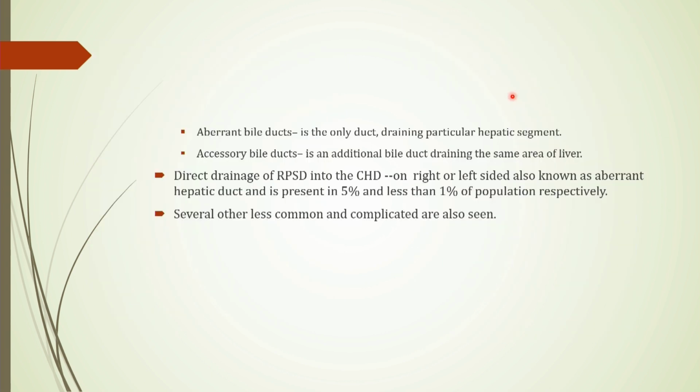Aberrant bile duct is the only duct which drains the particular hepatic segment, and the accessory bile duct is an additional bile duct draining the same area of the liver.